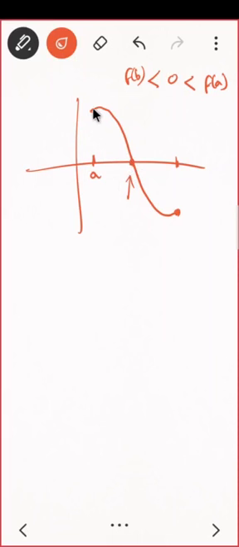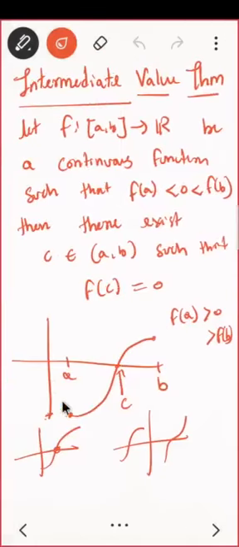So do you see there is no issue. The thing is that f of a and f of b must be of opposite sign. That's it. Then the theorem is true. Do you agree? You just have to see whether f of a and f of b have opposite sign. If this is true, then that's it. Is that clear?